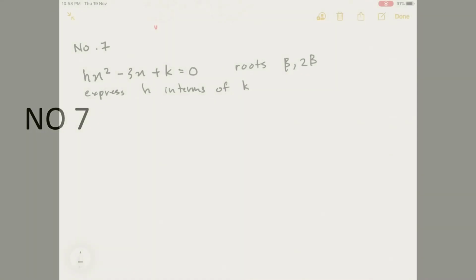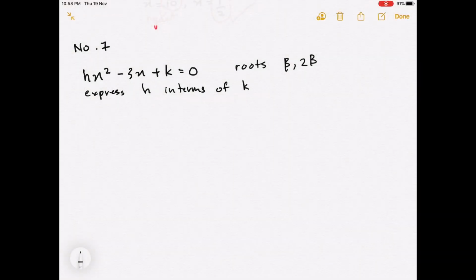Okay. Nombor 7. Okay, nombor 7. It is given that quadratic equation hx squared minus 3x plus k equal to 0, where h and k are constants, has roots beta and 2 beta. Okay. Express h in terms of k.